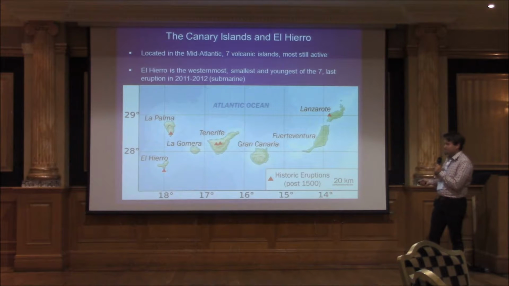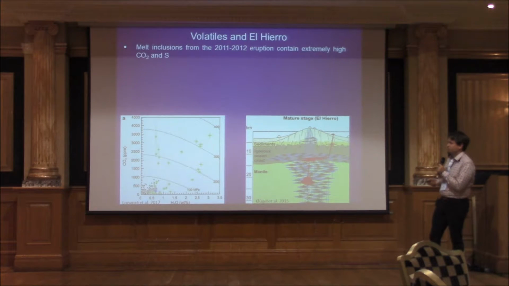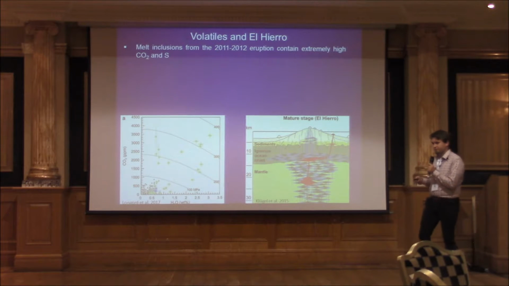This is a very interesting eruption, especially in terms of volatiles. When melt inclusions were measured from these materials that were found floating around the Atlantic Ocean, it turned out that they contain extremely high concentrations of CO2 and sulfur. As you can see on this diagram, there is around 3,000 to 3,500 ppm of CO2, also quite a lot of water, around 2.5%, and they also contained around 5,000 ppm of sulfur, which is quite high compared to other volcanic islands, for example, Hawaii.